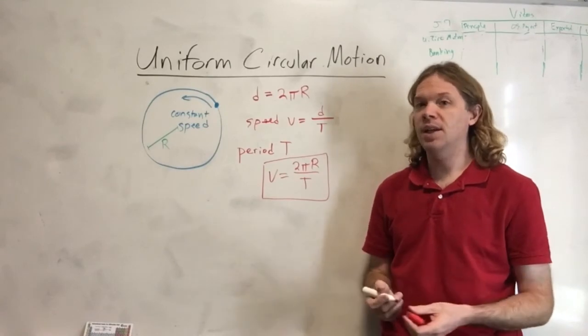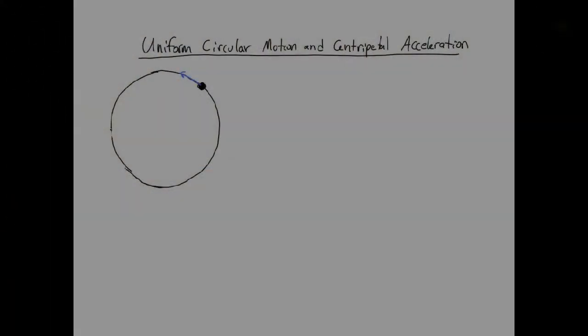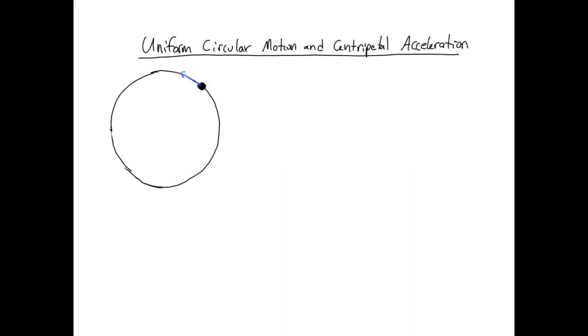There's a more complicated relationship which has to do with the acceleration of the object. So here's a picture of an object moving in uniform circular motion. If you want, you can think of this as a ball on a string, which I'm swinging around in a circle, or a car driving on a perfectly circular track. Whatever it is, it's an object which is moving at constant speed in a circle of a specified radius.